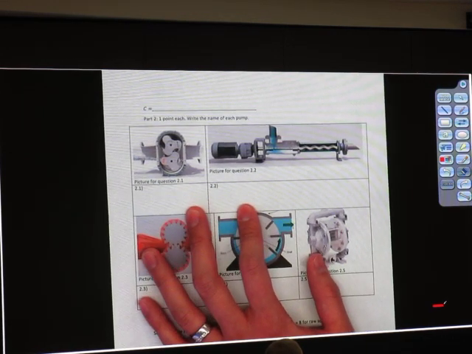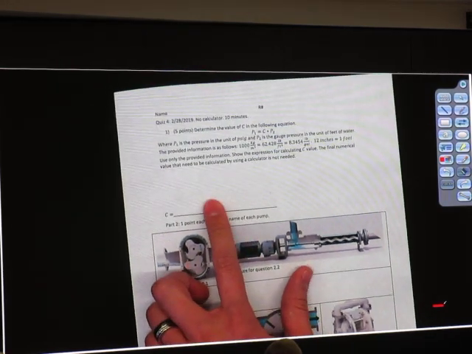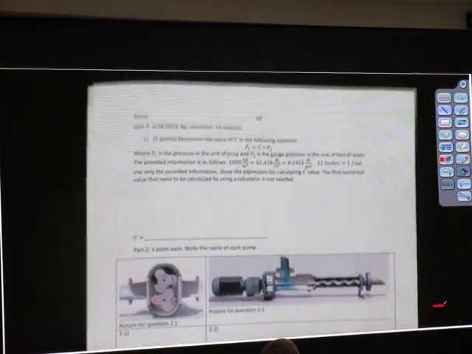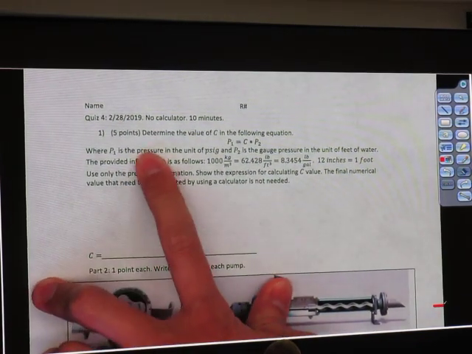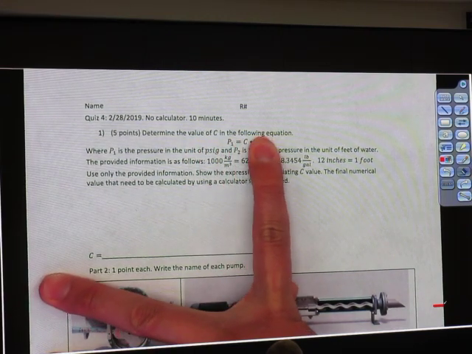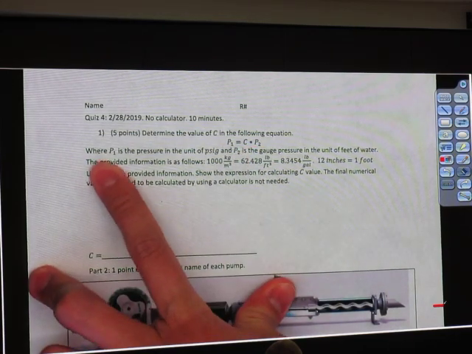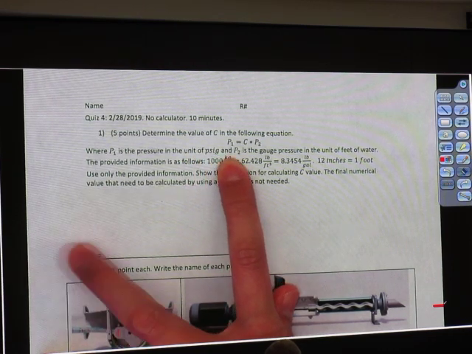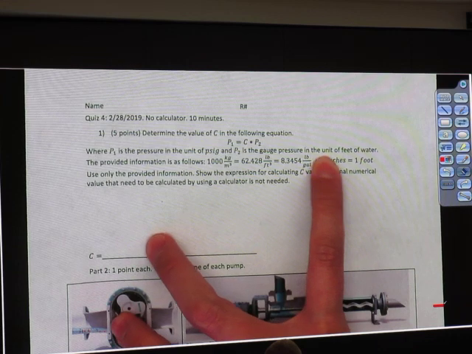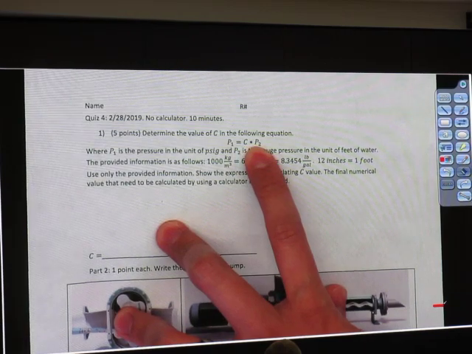This part is part of the last lecture, so it is part of the exam too. Okay, let's take a look at the first one. Question five: get the value of C in the following equation. P1 equals C multiplied by P2, where P1 is the pressure in the unit of PSIG, and P2 is the gauge pressure in the unit of feet of water. Okay, the first one is PSIG, the second one is feet of water.